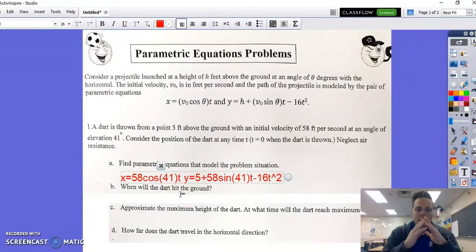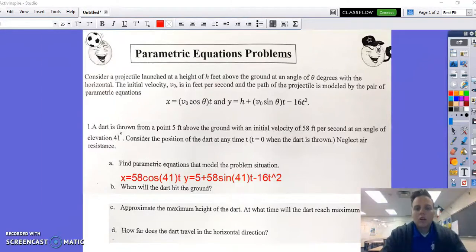You need to pause and think about what that means. The dart is thrown up from 5 feet, and then it's going to go back down. So what am I really looking for? Well, I'm looking for where y is going to be equal to 0. The easiest way to do this is to let the calculator do the thinking for you.